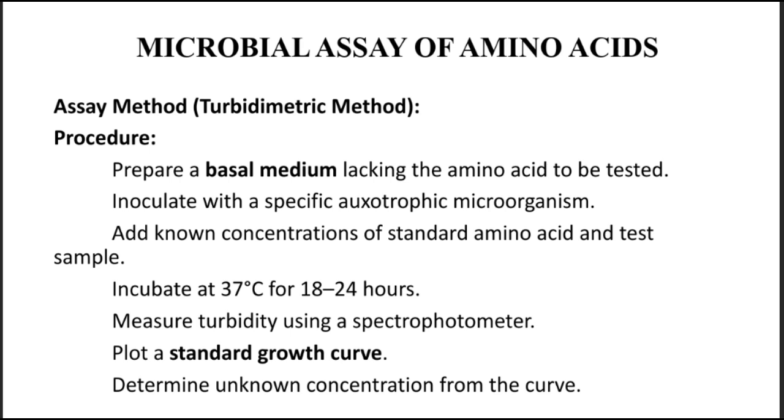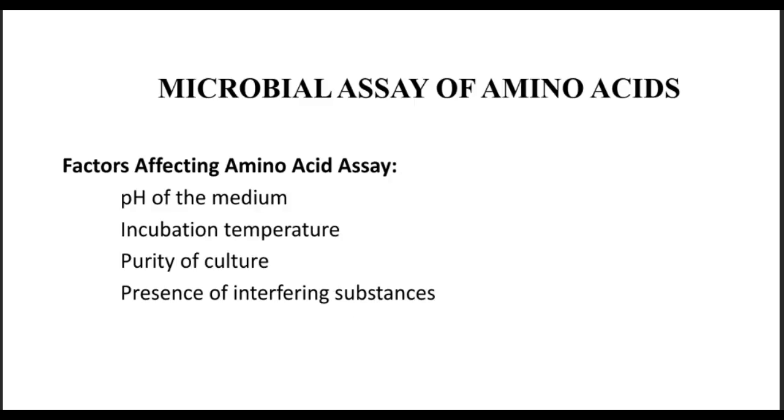Measure turbidity using a spectrophotometer. Plot a standard growth curve. Determine unknown concentration from the curve. Factor affecting amino acid assay. pH of the medium, incubation temperature, purity of culture, presence of interfering substance.